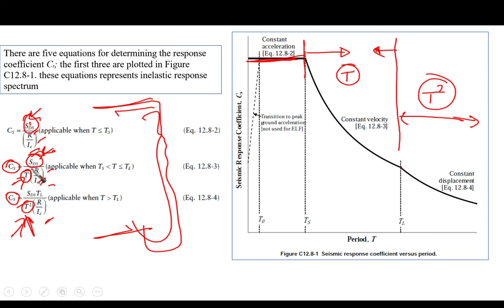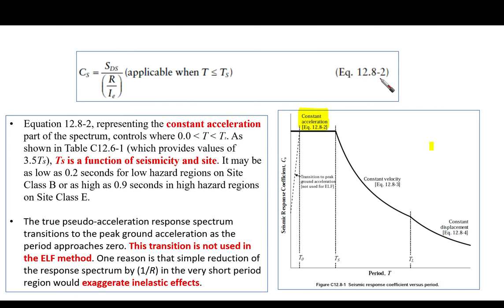Okay, let's go to understand the rationale of the first one, which is the constant acceleration equation. This is SDS over R over IE. Okay, as we said, this is for this period, constant acceleration between T equal to zero and T equal to TS. This is TS that is given to us for short periods. The T that is distinguishing between the short period structure and the medium and long period structure.